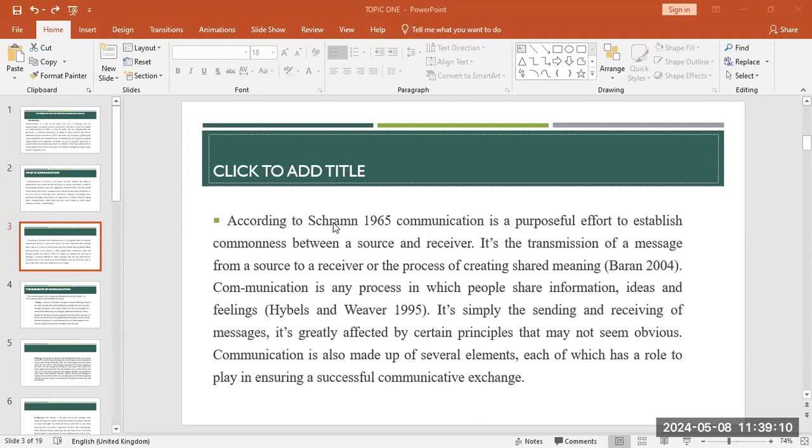So according to Schramm, 1965, communication is a purposeful effort to establish commonness between a source and a receiver. That's what we have said. It is the transmission of a message from a source to a receiver. A source is a person who has initiated communication. For example, Tracy can be the first person communicating to me: she decides to call me in the morning. So who is the source? The source is the person who starts a communication.